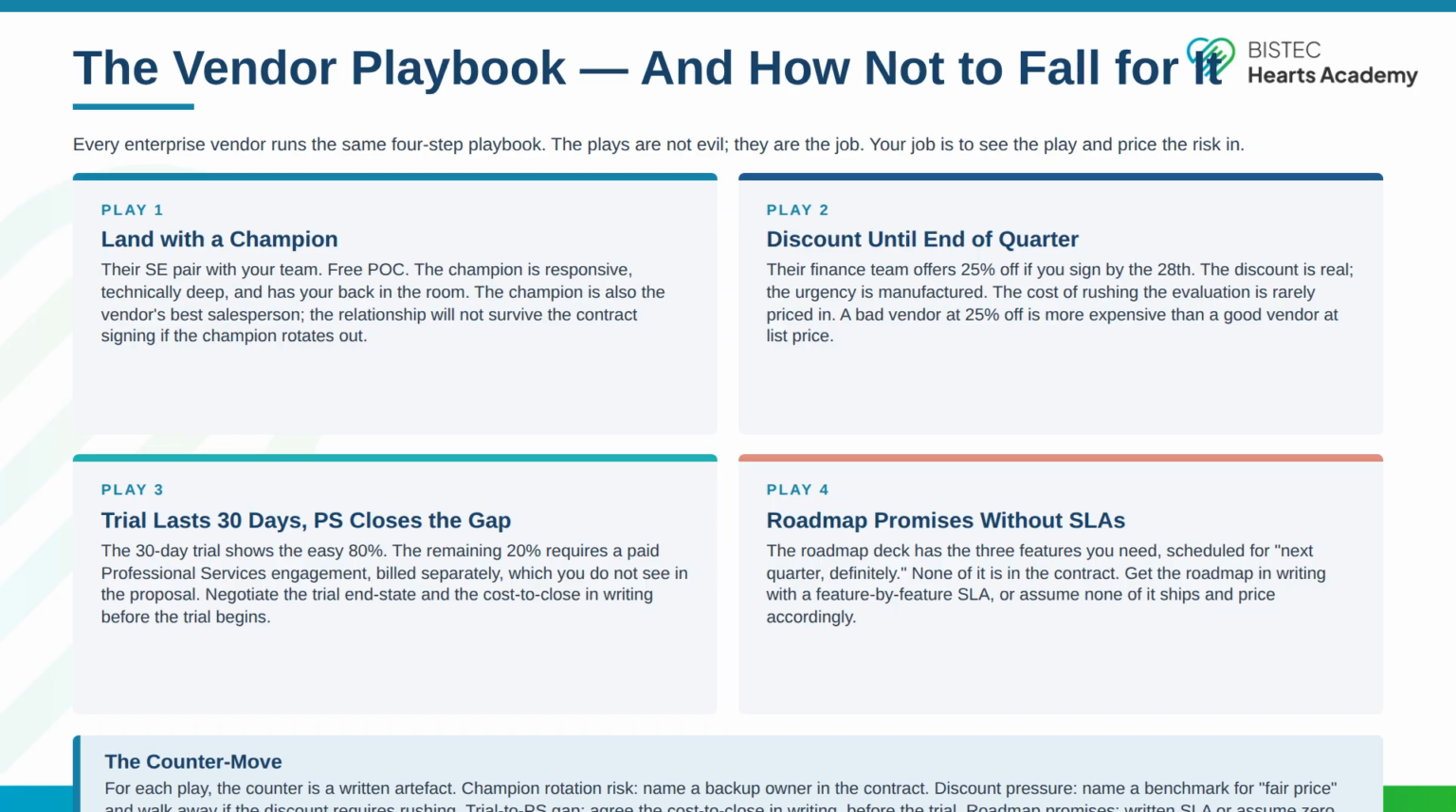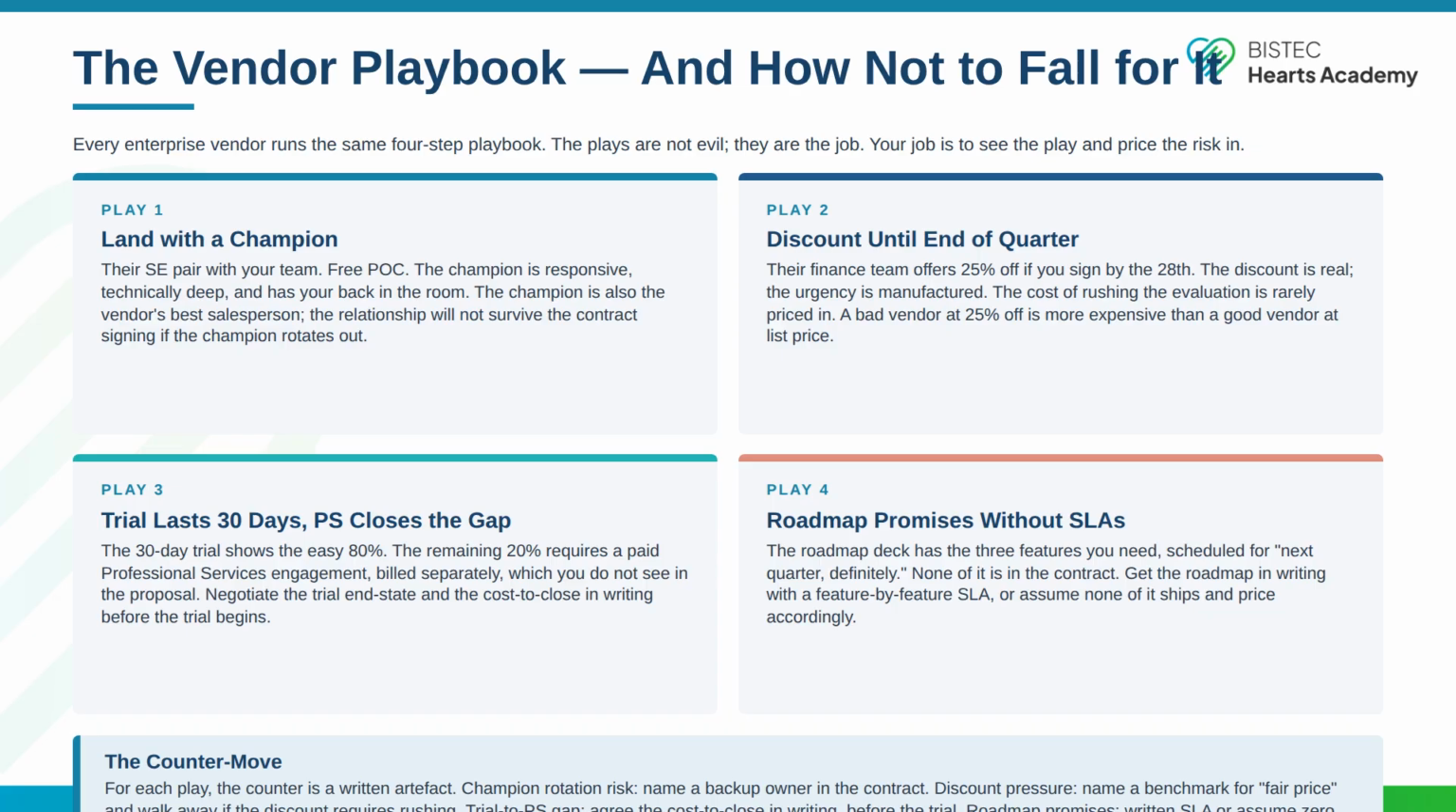Play 4. Roadmap promises, without SLAs. The roadmap deck has the 3 features you need, scheduled for next quarter, definitely. None of it is in the contract. Get the roadmap in writing with a feature SLA, or assume none of it ships and price accordingly.